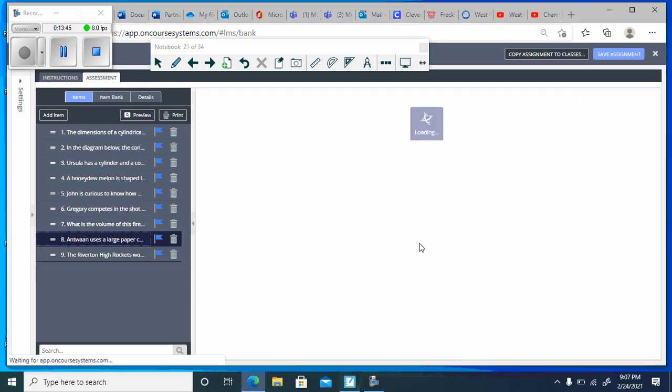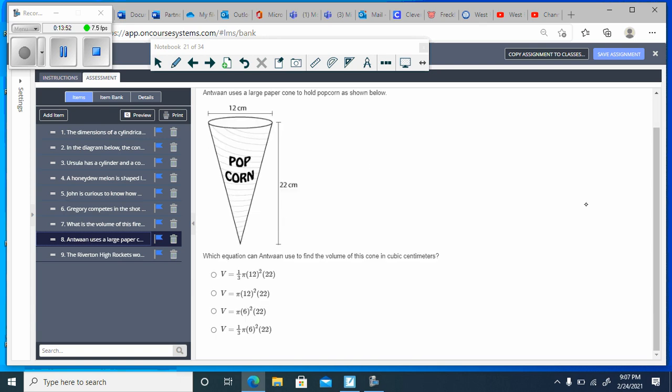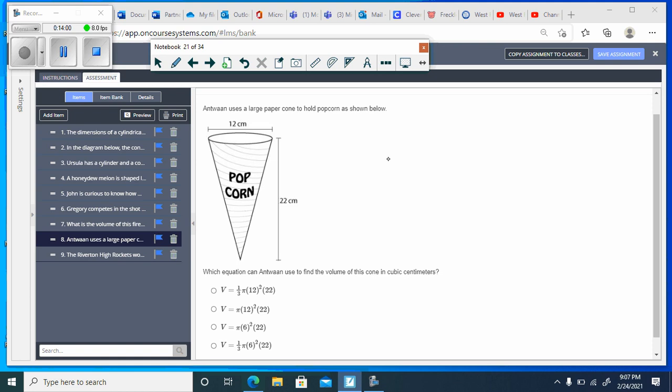Number 8. Antoine uses a large paper cone to hold popcorn. Which equation would he use to find the volume of the cone? Well, let's see. We know the volume of a cone is equal to 1/3 pi r squared h. They left pi in it, so let's see. First off, we know it's got to be either the top or the bottom because those are the only ones that say 1/3, right? The volume would be equal to 1/3 pi.